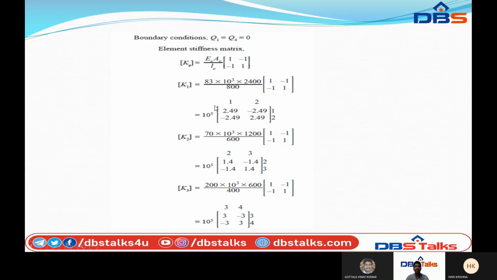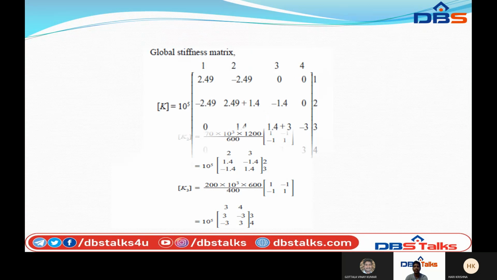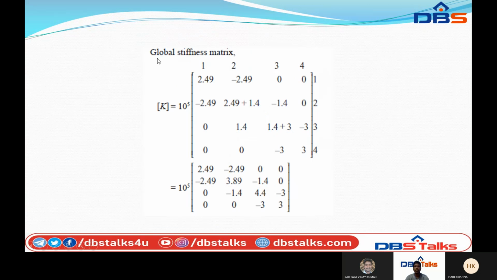After finding the element stiffness matrices, we have to calculate the global stiffness matrix. That is K equal to the sum of all stiffness matrices, K equal to K1 plus K2 plus K3. This is the process for finding the global stiffness matrix, taking 10 power 5 as common and writing the values of K11, K12, K13, K14, K24, 31, 32, 33, 34, 41, 42, 43, 44.